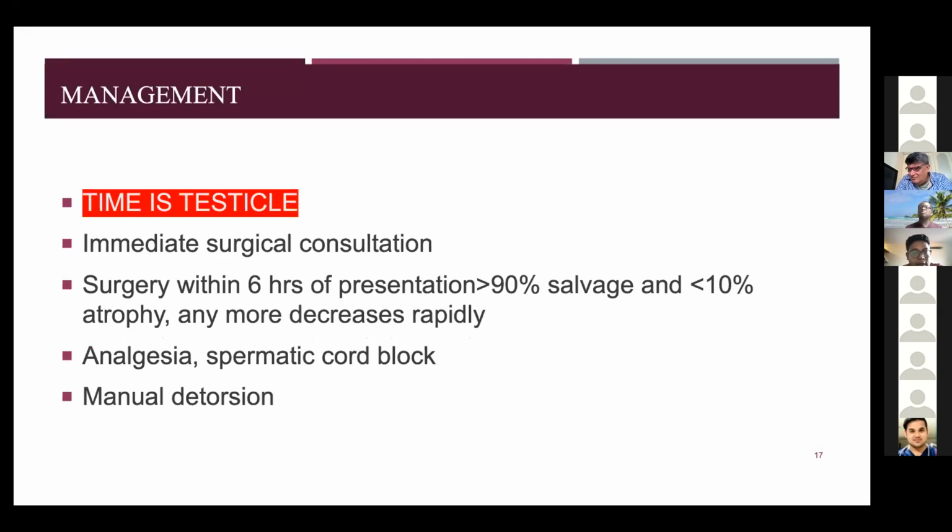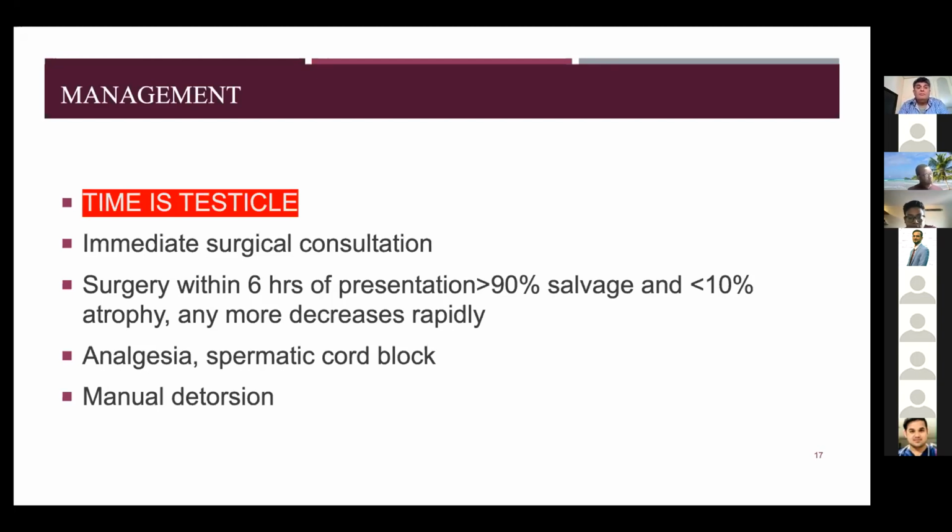As I said earlier, this is a time critical event, and time is testicle. So immediate surgical consultation should be done. It is reported that in patients presenting within 6 hours of onset of pain, if surgical intervention is done timely, then up to 90% salvage of testes can be accomplished, and there is less than 10% chance of subsequent atrophy.